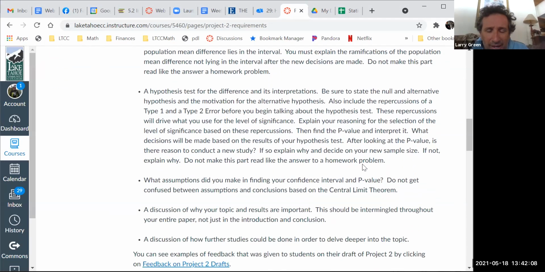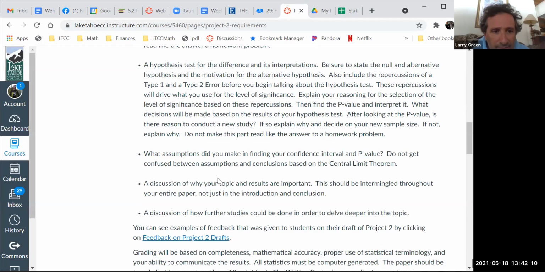Any questions on that? Okay. And then very minor, you could talk about why your topic's important. You can talk about how you would delve deeper into the topic. That's minor, but definitely make sure that the confidence interval and hypothesis test main points are in your conclusion, because that's the main piece.